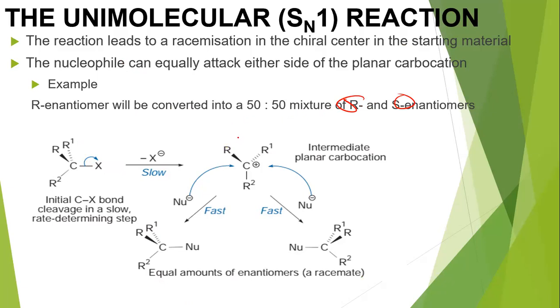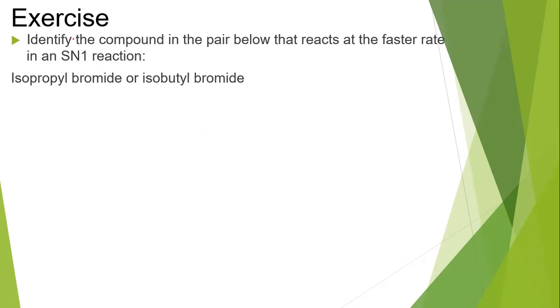Very simple. Good. Identify the compound in the pair below that reacts at the faster rate in SN1 reaction. So we are supposed to compare the reaction rate in SN1 reaction. Now, before we attempt this question, we should know that if it's tertiary, it is formed well. If it's secondary, it is fairly formed. And then if it happens that it's the primary, then it wouldn't form, right? So we should draw the structure.